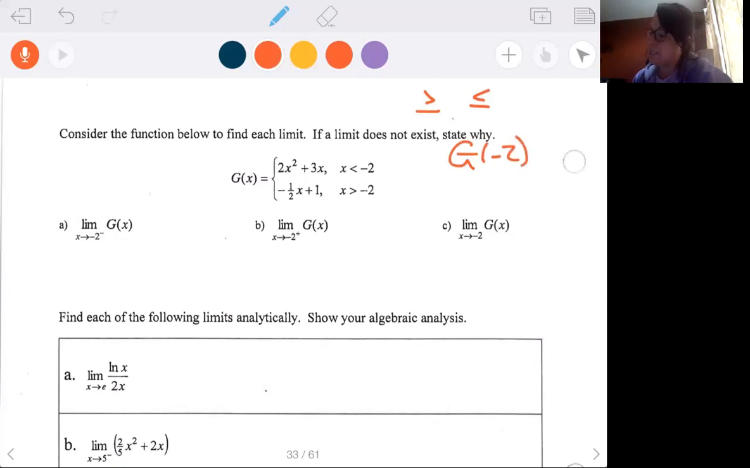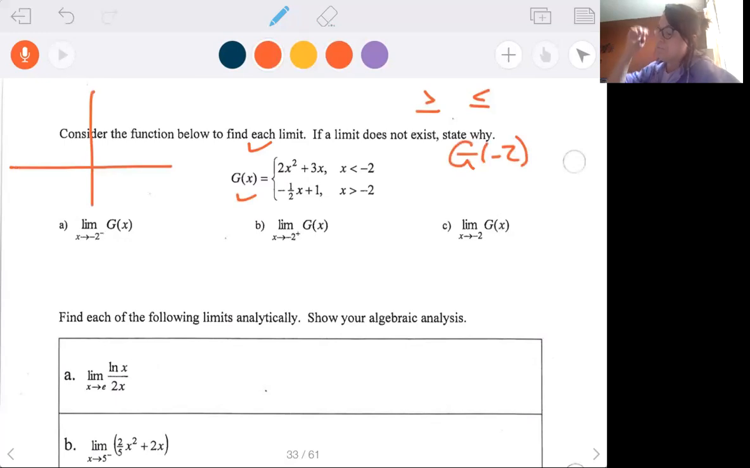What that means is where this parabola meets up with this line, there's a hole in the graph. Let's go look at it graphically. So first of all, that parabola actually at -2, let's go see where that would be. At -2, I would have 2 times -2 squared, so 8 minus 6, which is 2. So at -2, 2, there's a hole in the graph.